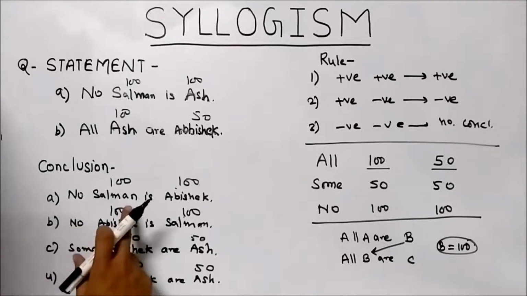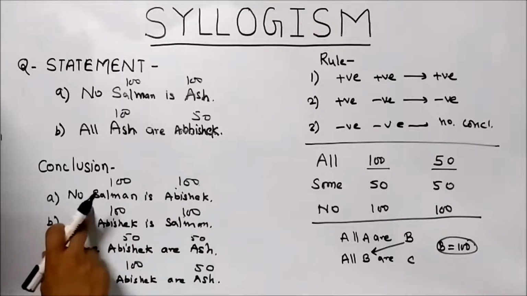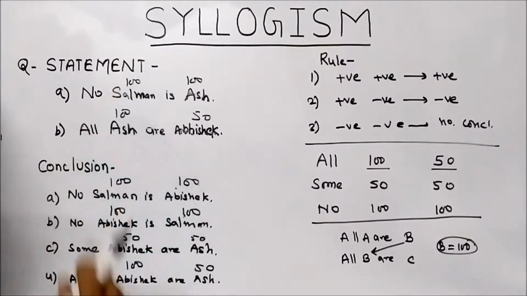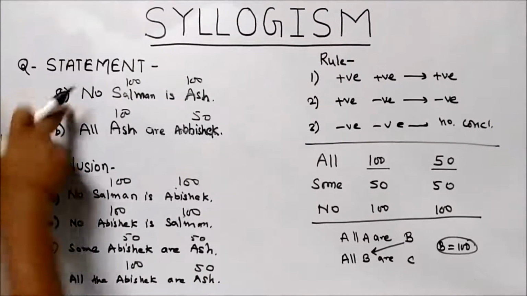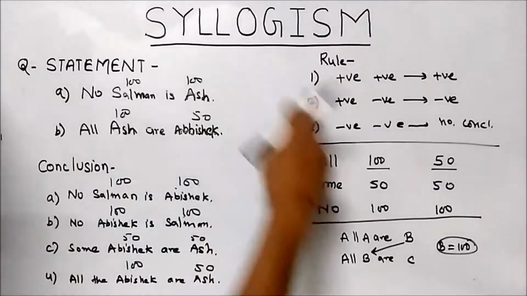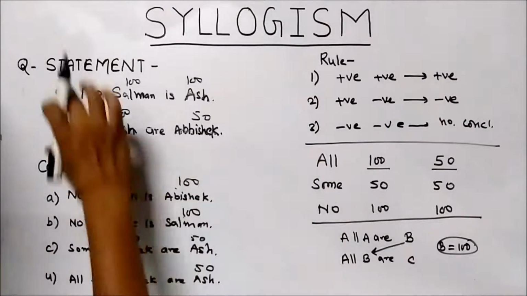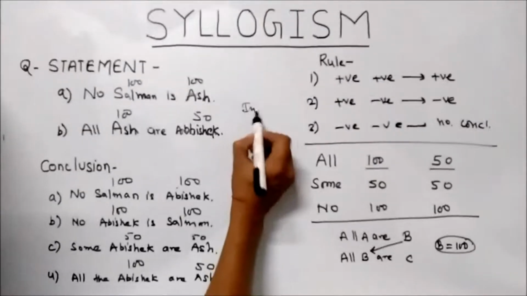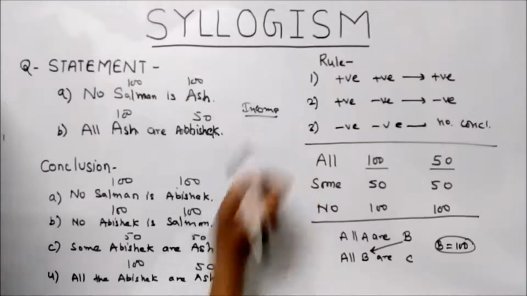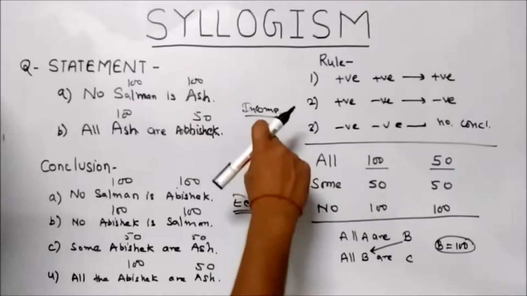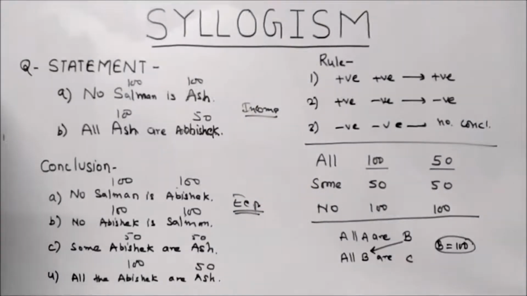No Salman is Abhishek. The conclusion is negative. That means one of the two statements must be negative. Here statement 1 is negative and statement 2 is positive. So in statement 1 the rule number 1 is applied. Now check the values. The statement part is income and the conclusion part is expenditure. So income can never be greater than expenditure.